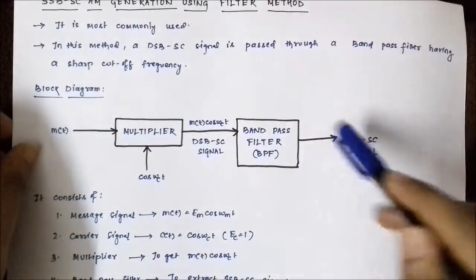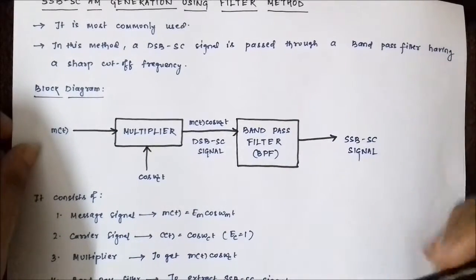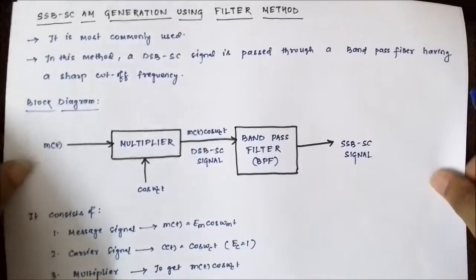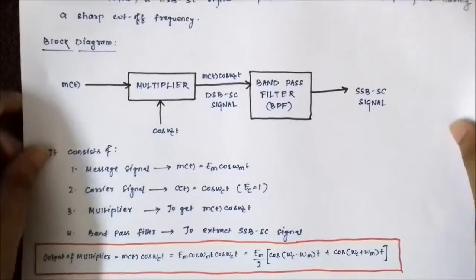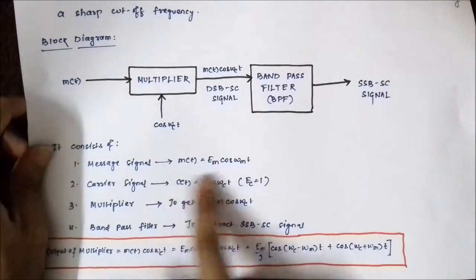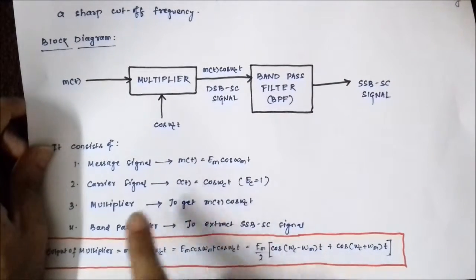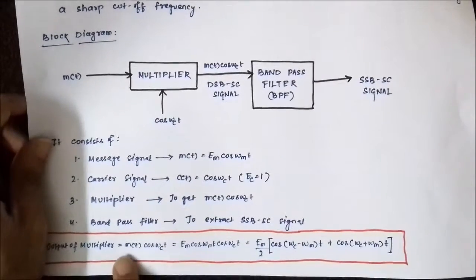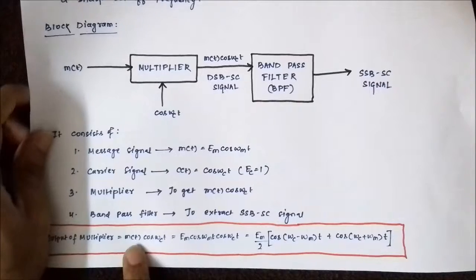Now please draw this diagram roughly so that you can understand the remaining steps in a better way, or get a screenshot of it. So as I said, it consists of the message signal, the carrier signal of unit amplitude, the multiplier and the band pass filter.